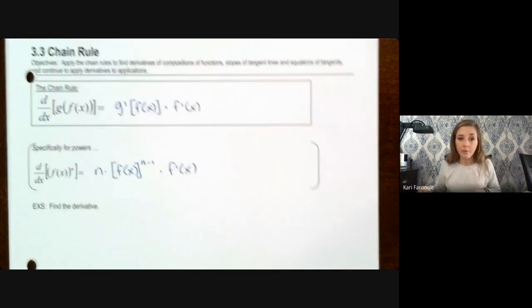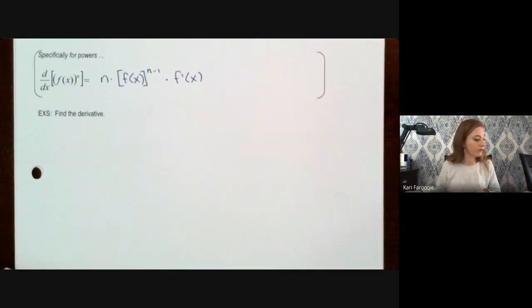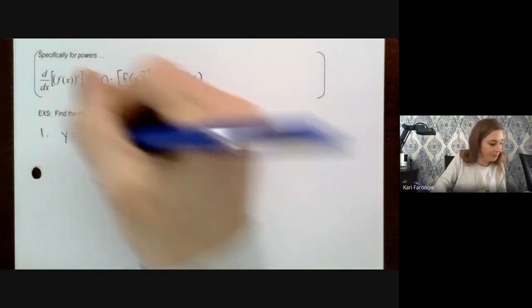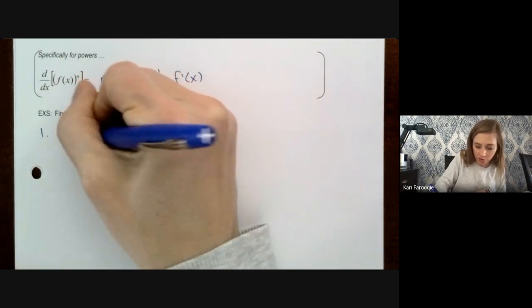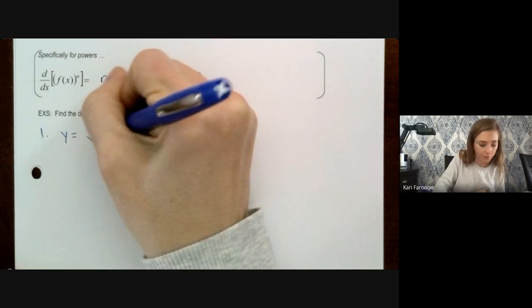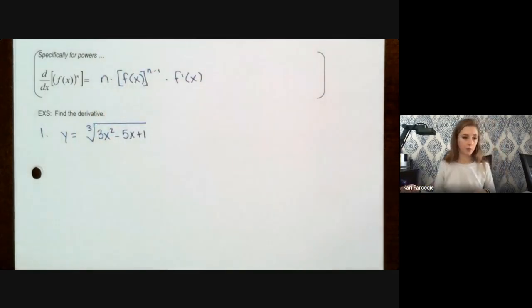All right, let's just go ahead and get started. I'll show you how this works. Find the derivative. I'm going to put 2 examples on this page. The first one is y equals the cubed root of 3x squared minus 5x plus 1.